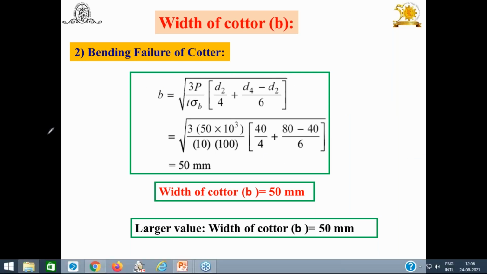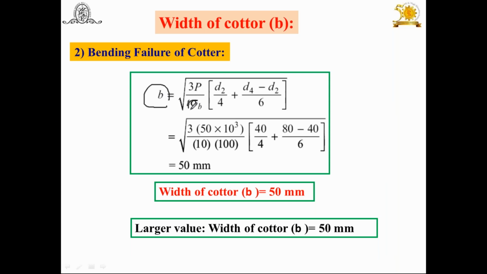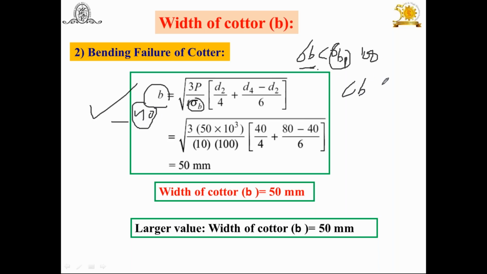This is also another approach for the design, so don't make any confusion. By using shear failure, you can find out B. You can substitute this B and find out sigma B. This calculated sigma B should be less than the permissible sigma B. Here sigma B permissible is 100. If your calculated sigma B is less, you can say B is equal to 40, calculated against shear, is correct. And if sigma B is greater than the permissible sigma B, then it's not correct. Then what you have to do? You have to increase B.